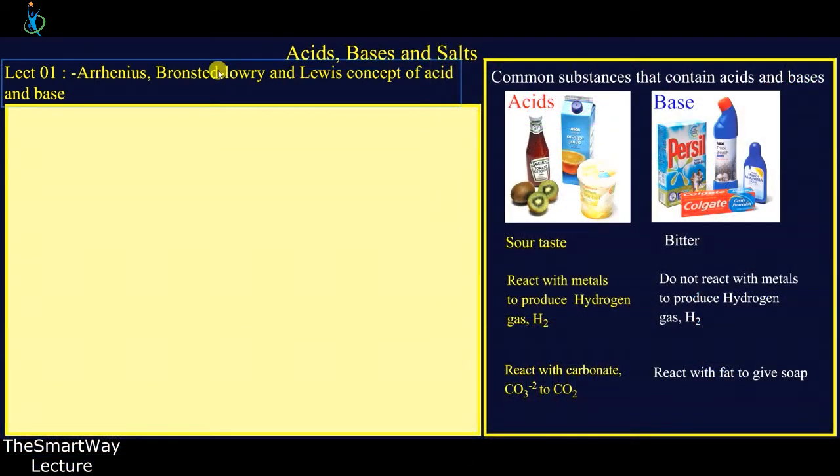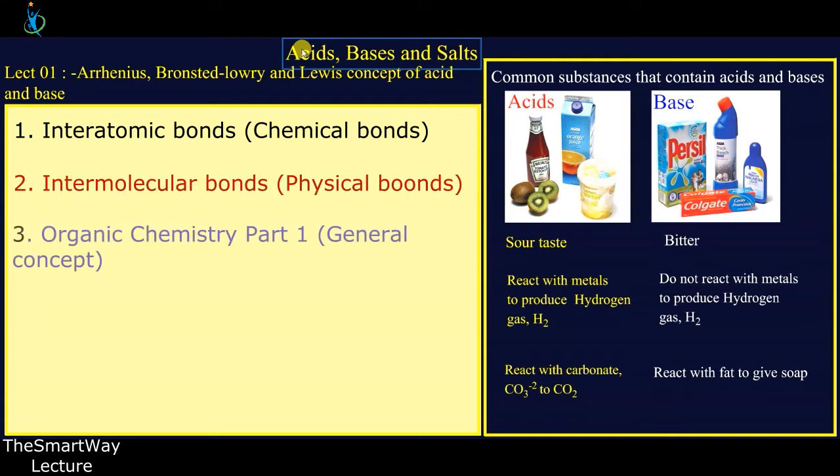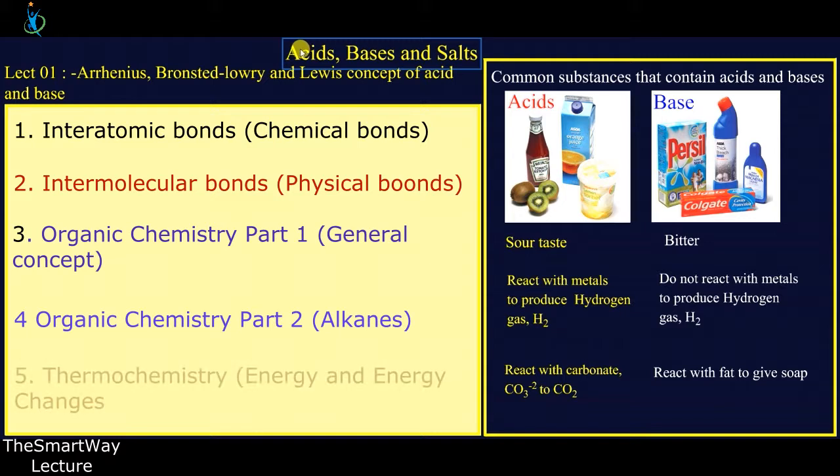This is our first video on acids, bases, and salts, and we are going to cover the Arrhenius concept, the Bronsted-Lowry concept, and the Lewis concept of acids and bases. This topic is our acid topic. In our first topic, we looked at interatomic bonds, also the same as chemical bonds. We covered intermolecular bonds, which are also the same as physical bonds. We went to organic chemistry part 1, general concepts, and then organic chemistry part 2, alkanes, and then we did thermochemistry, also called energy changes. This is our acid topic, and we are on acids, bases, and salts.